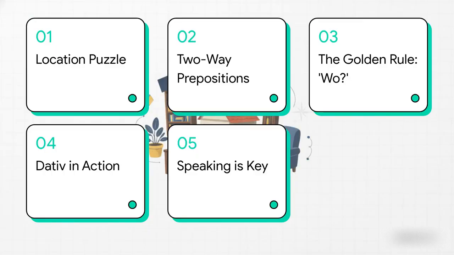Okay, so here's what we've got on tap. We're going to start with what makes German locations a bit of a puzzle. Then we'll meet the 9 prepositions that are at the heart of it all. I'm going to give you the one golden rule you need to remember. After that, we'll see it all in action with some really clear examples. And we'll wrap up with what I think is the most important tip for anyone learning a language.